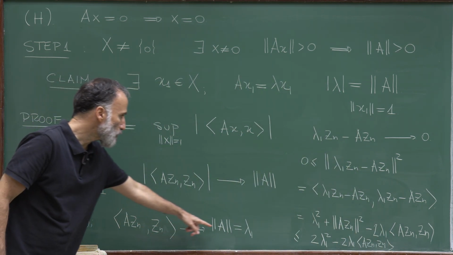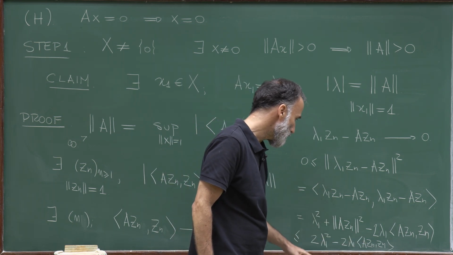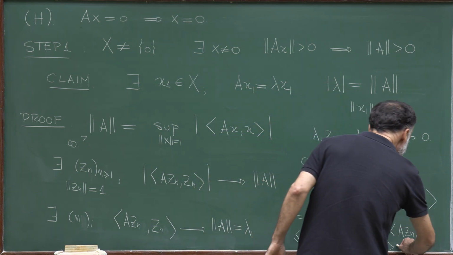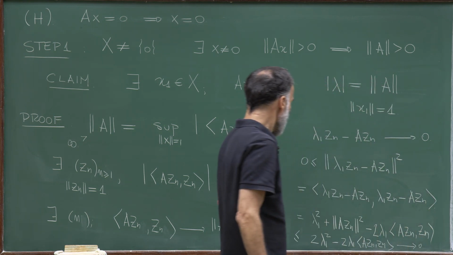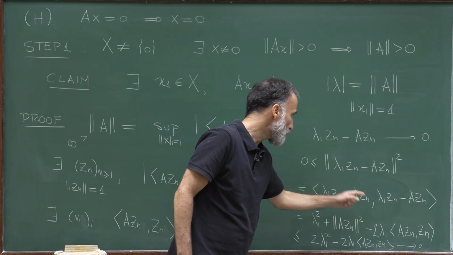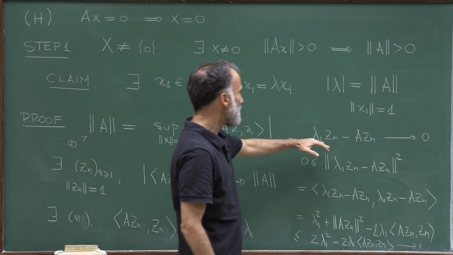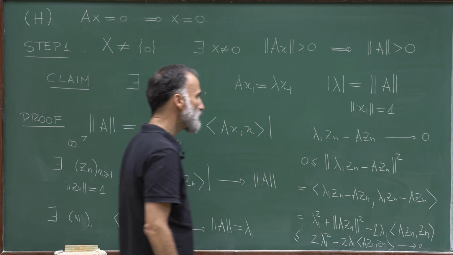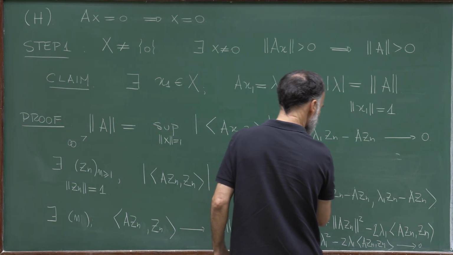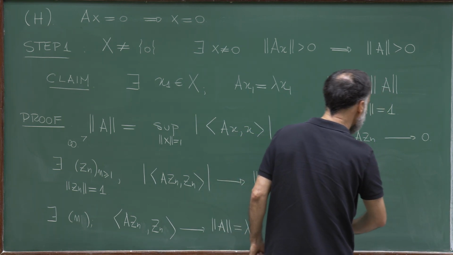And A Zn Zn is converging to lambda 1. So this term is converging to lambda 1 as n tends to infinity. And I get 2 times lambda 1 square minus 2 times lambda 1 square. So this is converging to 0. And therefore this expression, which is positive, is converging to 0. And this is exactly what I claimed. So we proved that lambda 1 Zn minus A Zn is converging to 0.